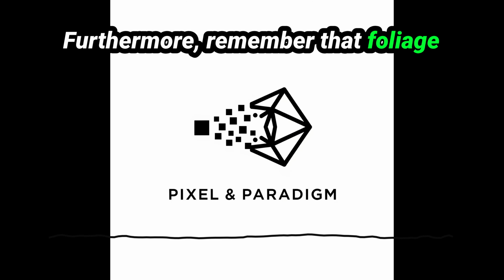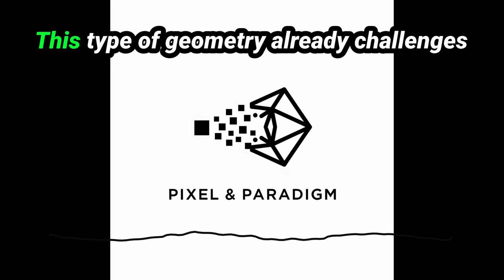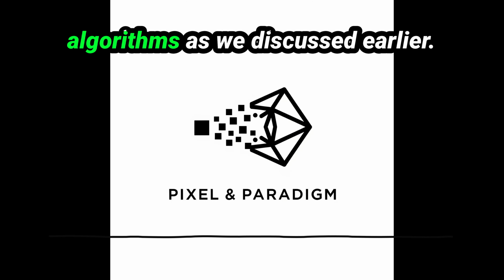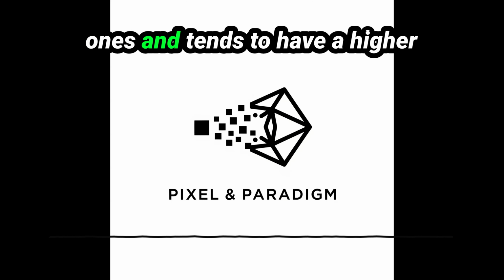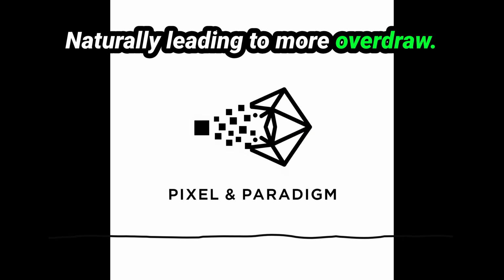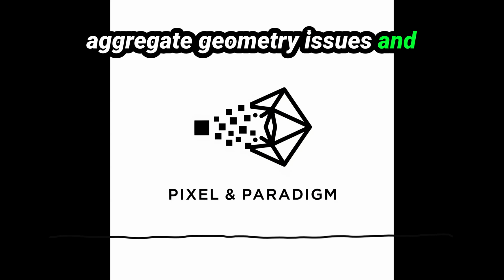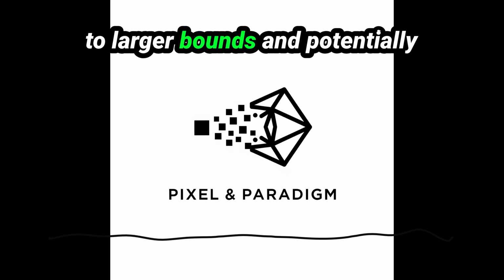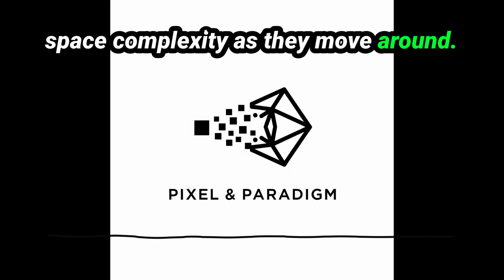Furthermore, remember that foliage is inherently aggregate geometry, lots of small, disconnected parts. This type of geometry already challenges Nanite's simplification and culling algorithms. As we discussed earlier, it's just less efficient with porous structures compared to solid ones, and tends to have a higher triangle count per screen area, naturally leading to more overdraw. WPO can exacerbate these existing aggregate geometry issues and overdraw problems by keeping more clusters active for longer, due to larger bounds, and potentially increasing their perceived screen space complexity as they move around.